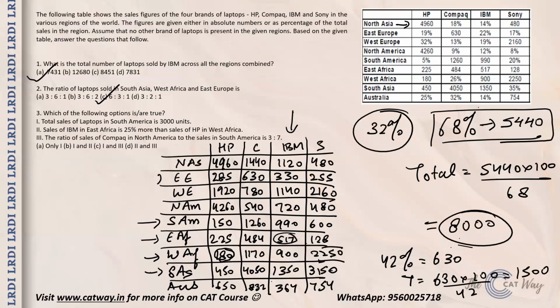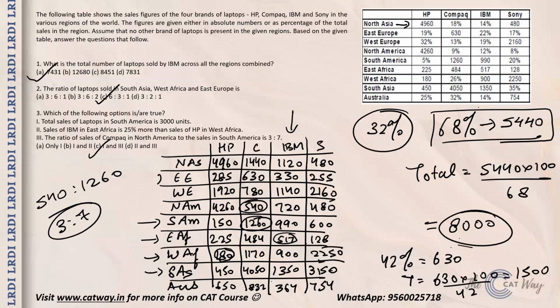Okay. Come to third statement. The ratio of sales of Compaq in North America to sales in South America is 3:7. So North America Compaq is 540. Okay. Whereas South America Compaq is 1260. If you look at the ratio, this turns out to be equal to 3:7. So yes, the statement 3 is right. So overall, the first and the third statement turned out to be right. So the correct answer for this question is option number C.